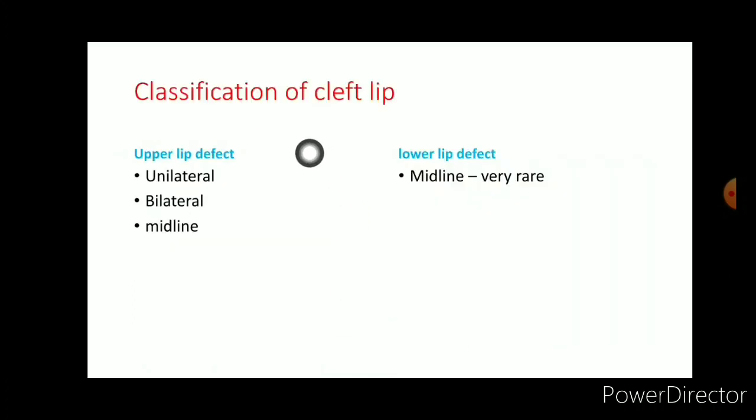Now, classification of cleft lip. It can be upper lip defect or lower lip defect. Upper lip defect is further classified into unilateral, bilateral and midline. Lower lip defect is very rare and is always midline.